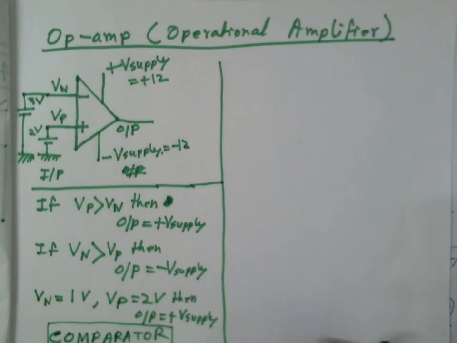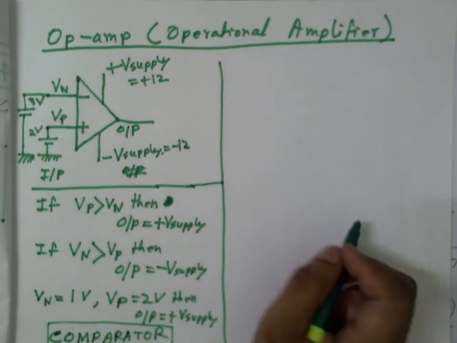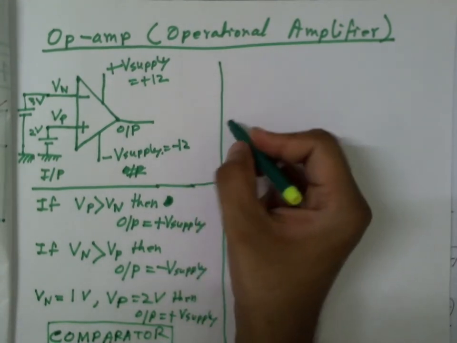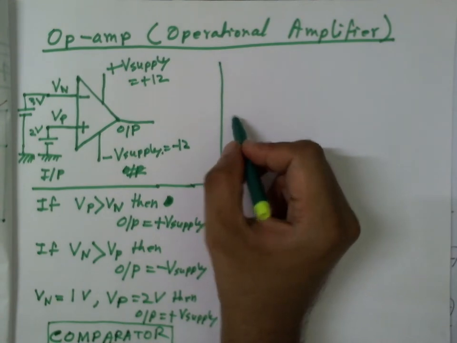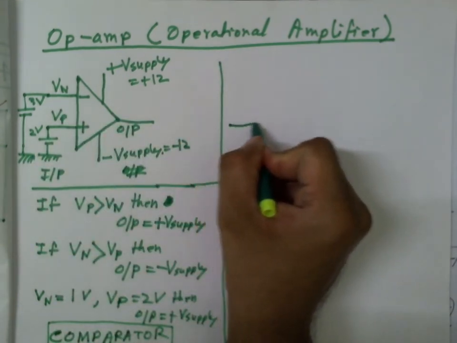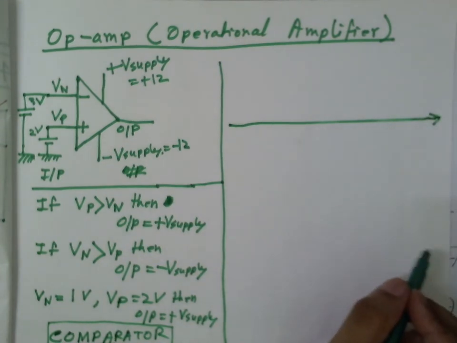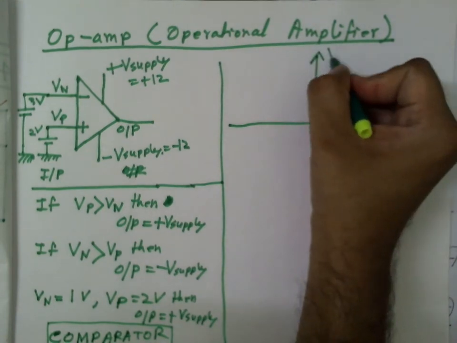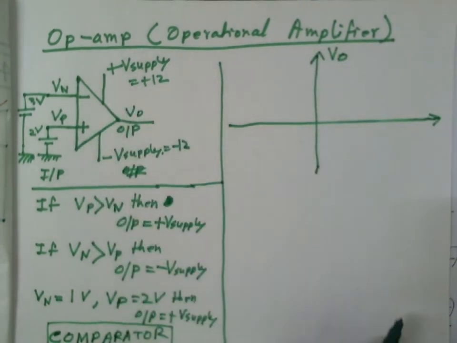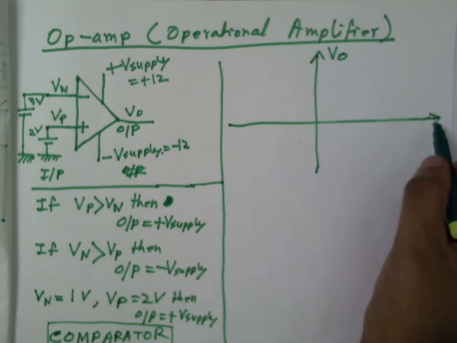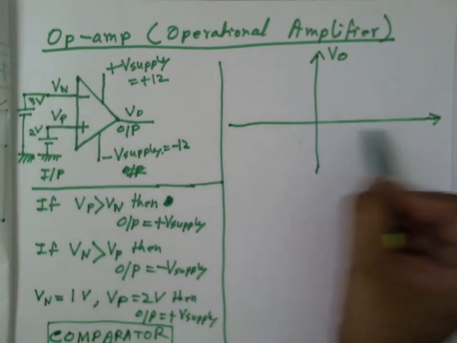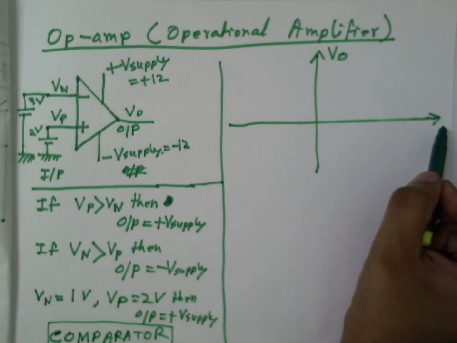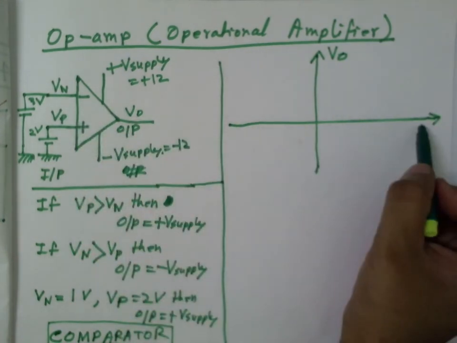Now the same thing I just said can also be demonstrated with a graph. I will draw an input versus output graph for this op-amp. The x-axis as usual will represent the input, and the y-axis as usual will represent the output voltage, which we call VO. There is a problem: there are two inputs, but I have only one x-axis. So how can I represent two inputs with one x-axis?